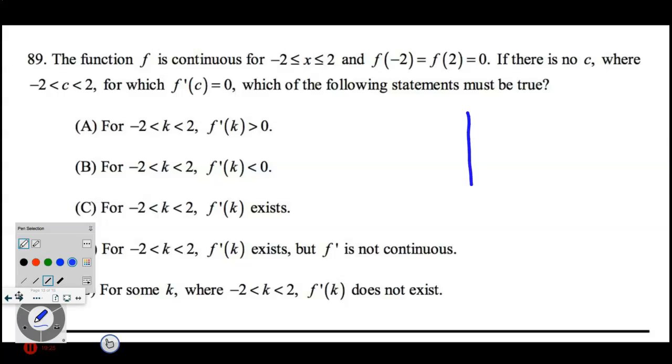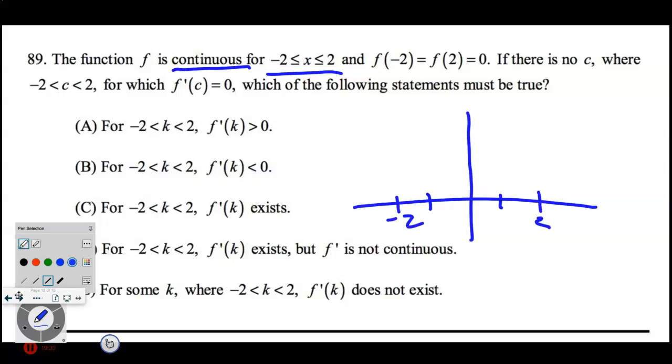We've got a function that's continuous. That's important. It means I cannot lift my pencil. From -2 to 2, I will not lift my pencil. Again, I like to draw these graphs if I can. F of -2, the y value there, and f of 2. So what it means is I'm starting and ending at 0.